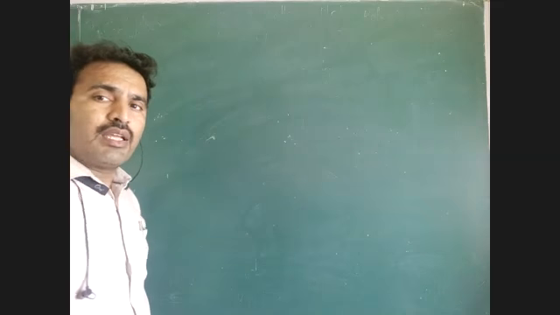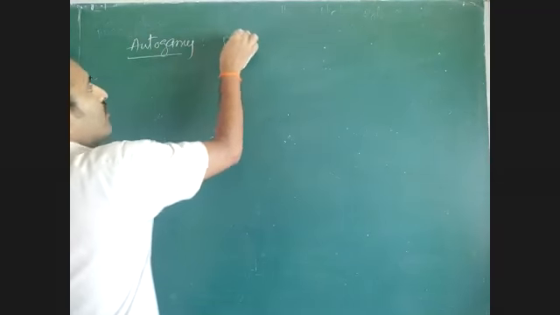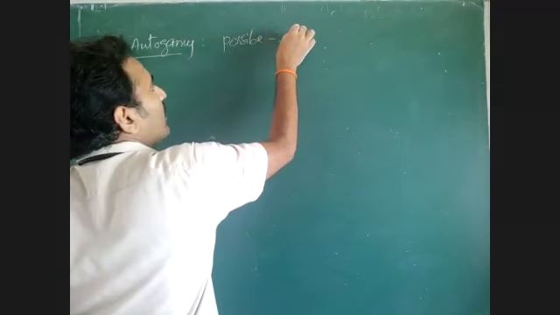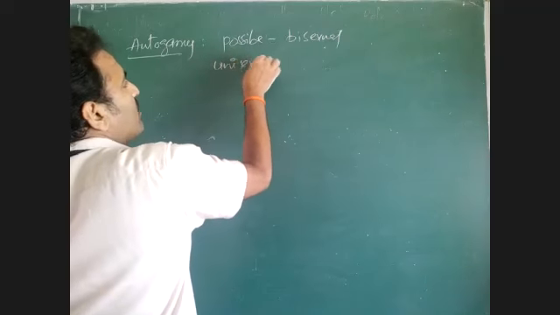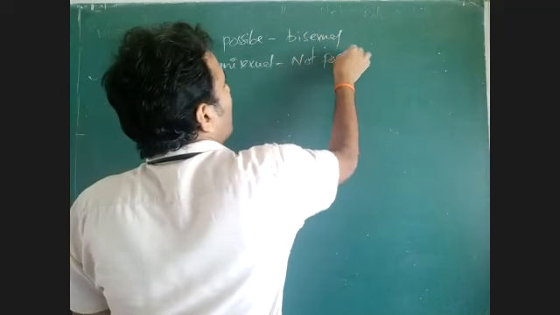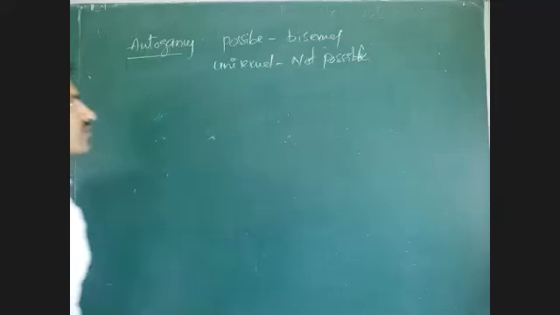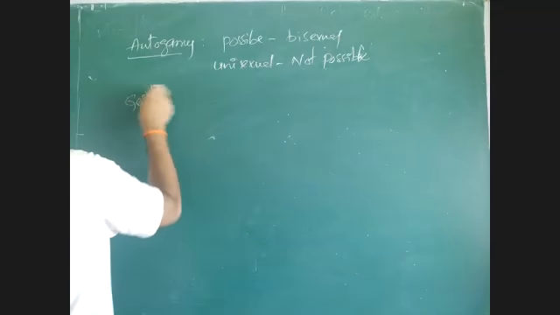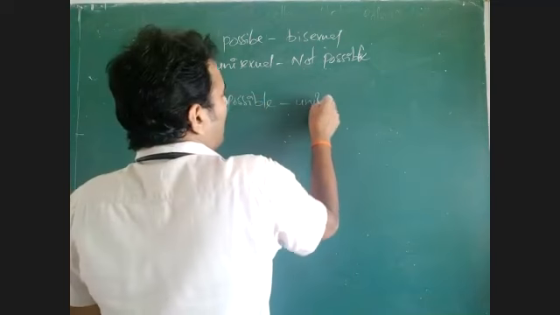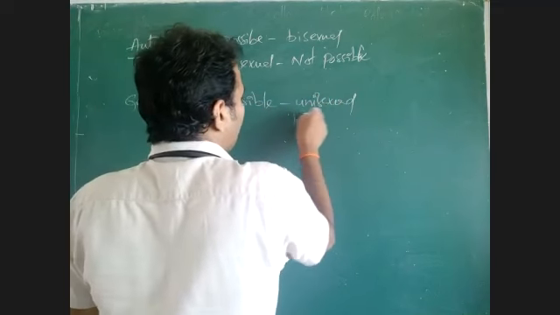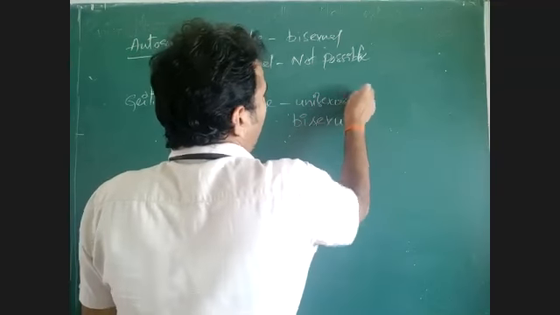See now how autogamy or geitonogamy are affected by unisexual or bisexual flowers. Suppose autogamy is there. Autogamy is possible only in bisexual flowers, whereas in unisexual flowers it is not possible. Autogamy is not possible in unisexual flowers. Coming to geitonogamy, geitonogamy is possible in both bisexual and unisexual. In unisexual flowers it is possible, at the same time in bisexual flowers also it is possible.